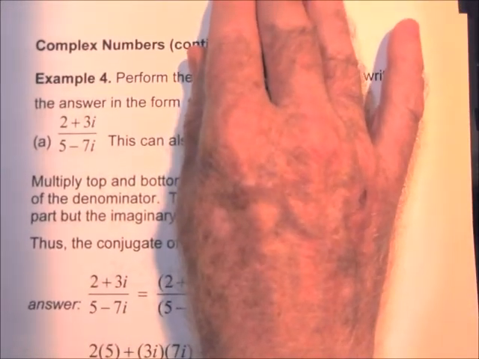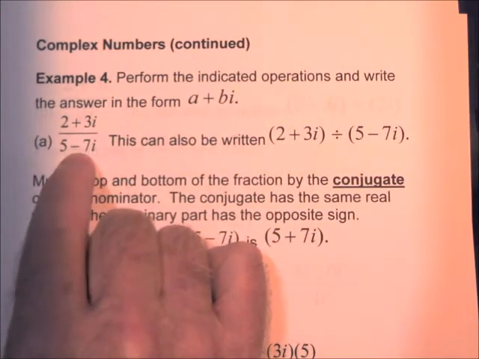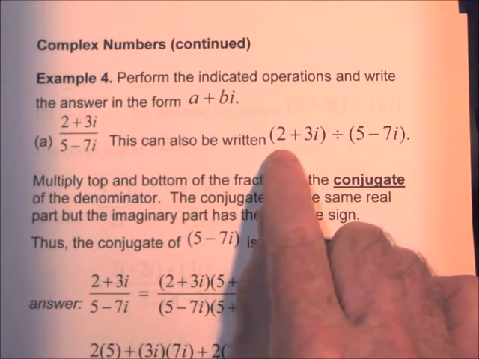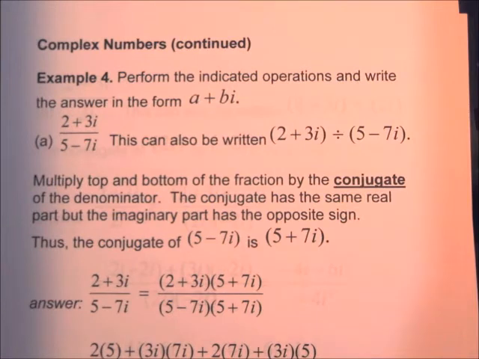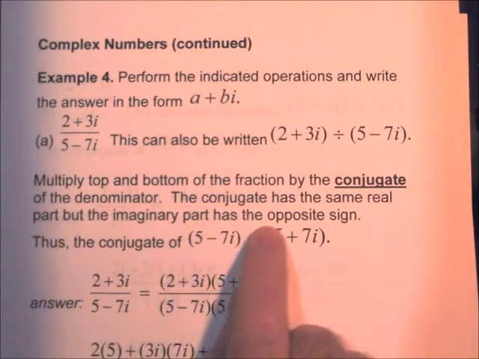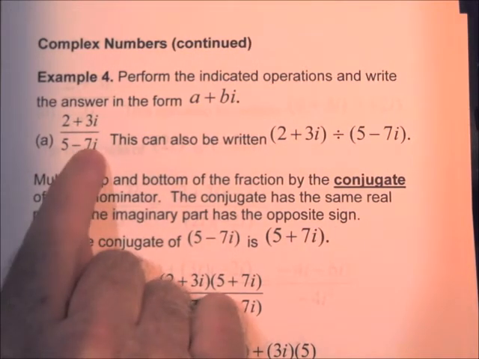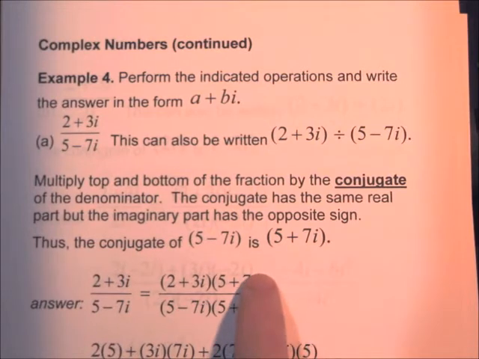Okay, here we have a fraction. Fraction bar is like a division bar. So we have 2 plus 3i over 5 minus 7i. It can also be written 2 plus 3i divided by the quantity 5 minus 7i. And what we want to do here is multiply top and bottom by the conjugate of the denominator. The conjugate has the same real part, but the imaginary part has the opposite sign. So the conjugate of the denominator, 5 minus 7i, is going to be 5 plus 7i. And so we want to multiply top and bottom by 5 plus 7i, and then expand with the FOIL method.